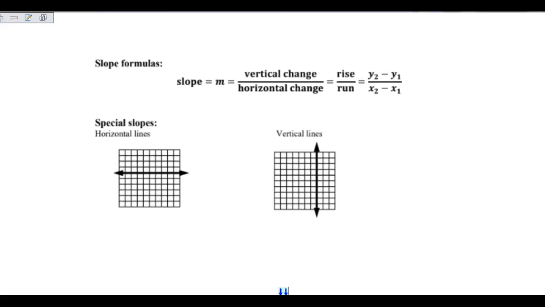Okay? All right, so we have a couple of formulas. We could always do rise over run. That's pretty much the standard. And then we also have the formula if we have two ordered pairs that we can use, the change in y over the change in x. We have horizontal lines which go straight across, and this is a zero slope. And then we have vertical lines which go straight up and down, and these are undefined slopes.